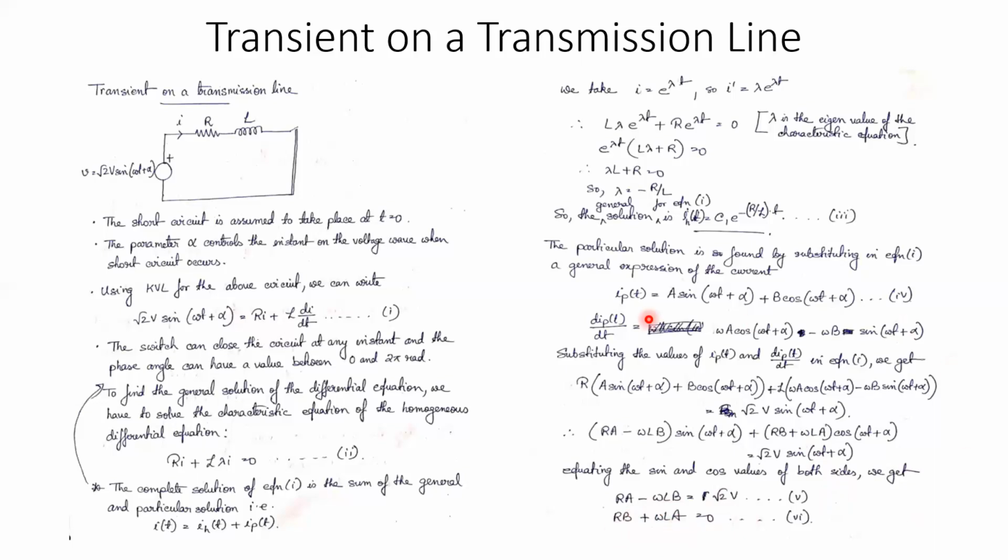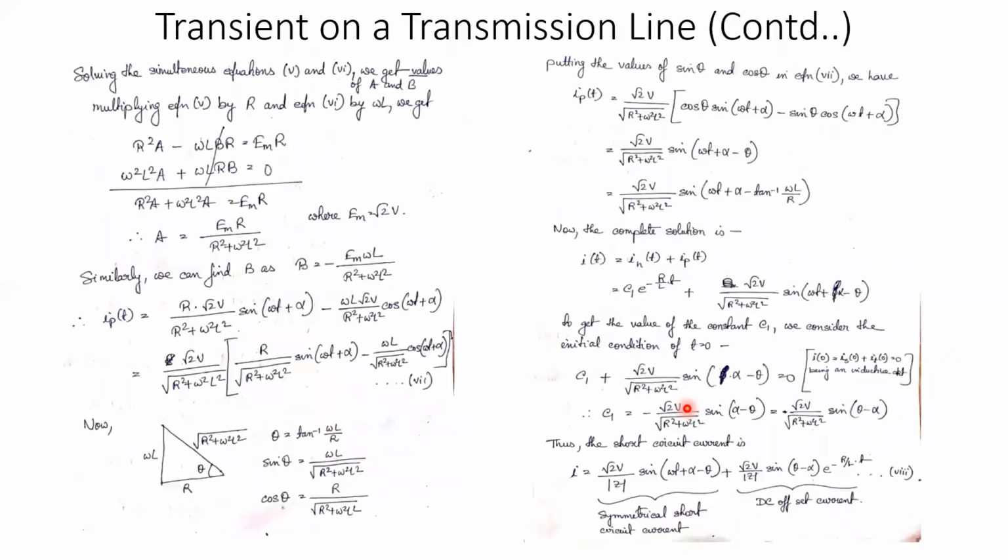Our objective is to find the values of A and B, so that by putting the values of A and B in this equation 4, we can find the particular solution of the current i(t). Now solving the simultaneous equations, we get the values of A and B. Here we can see that the value of A is equal to Em R by R square plus omega square L square, where Em is equal to root 2 V as was given in the previous diagram.